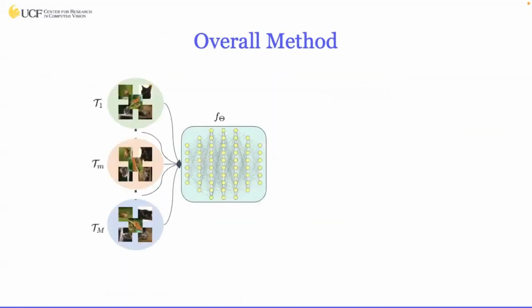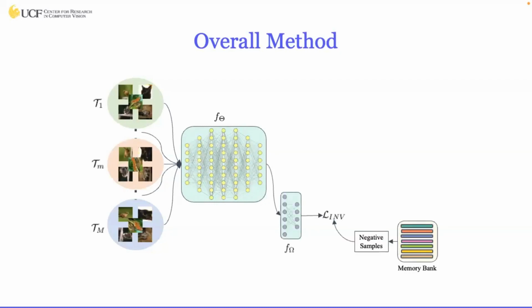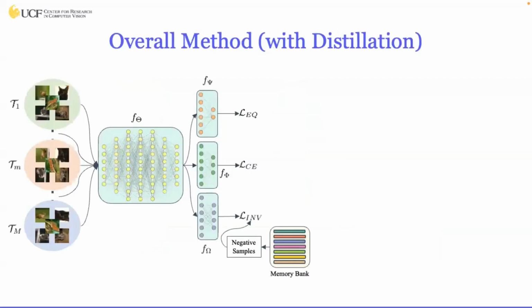So this is our overall method, where given a set of images, we create M transform copies. We pass them through the feature extractor F theta. Then we compute the invariant loss, which is contrastive loss on top of the invariant head F omega. We compute the transformation classification loss to enforce equivariance on top of the equivariant head F psi. We also compute the regular supervised classification loss on top of the classification head F phi. This is our overall solution without distillation.